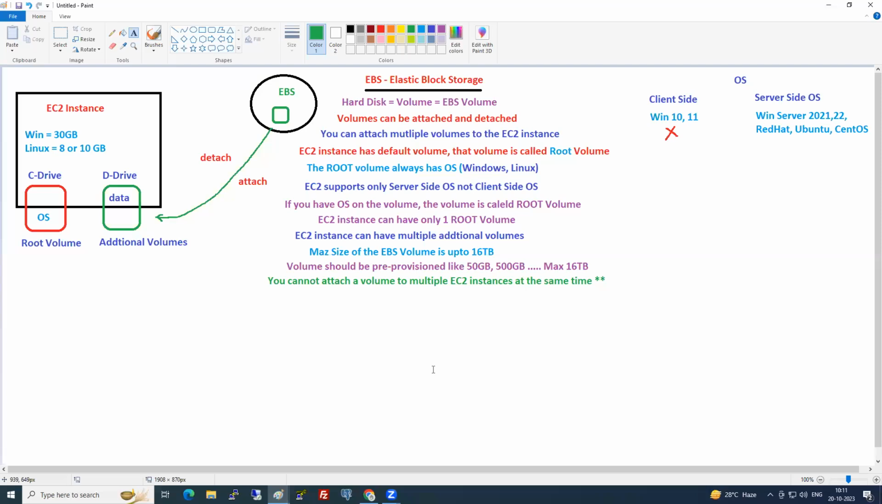Create an additional volume, so create a D drive. But if your C drive is full, what will you do with the D drive? If C drive is full, will the operating system work or not? It will not work. So what you need to do? Can you extend the volume? Can we increase the volume from 30 GB to 300, 400, 500, up to as much as you want, up to 16 terabytes?